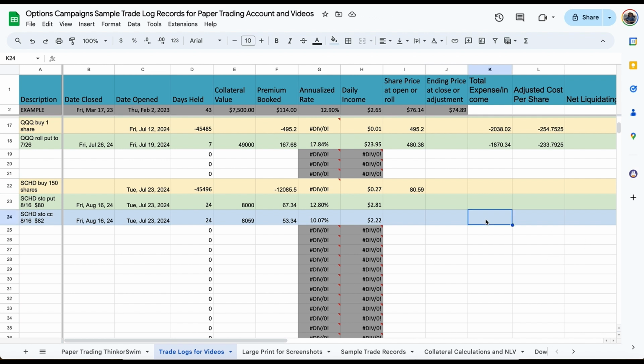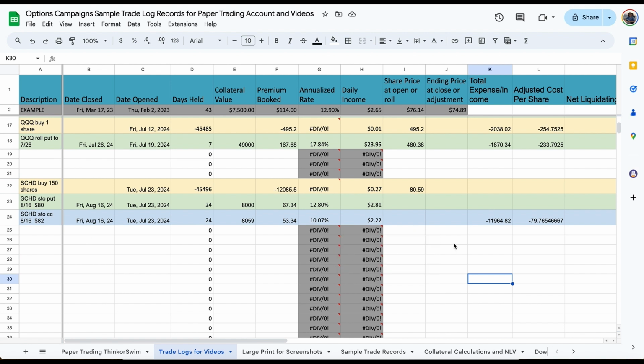And my total expense and income: I bought 150 shares, sold a cash secured put, sold a covered call. So my total out of pocket right now is $11,964 and some change. And I own 150 shares with an average investment per share right now of $79.76 or 77 cents. So on August 16th, one of several things could happen.